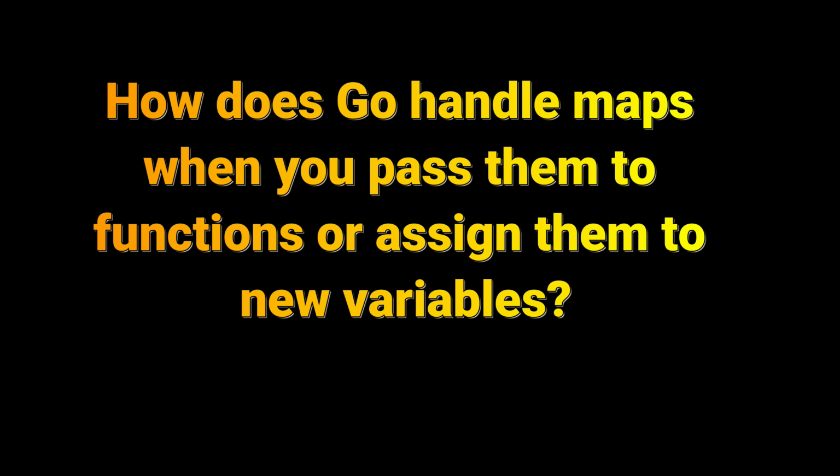Question: how does Go handle maps when you pass them to functions or assign them to new variables?